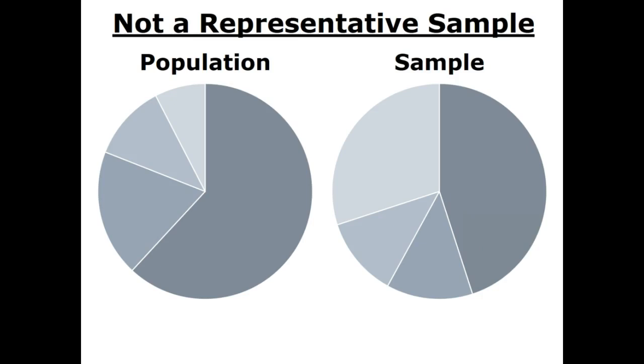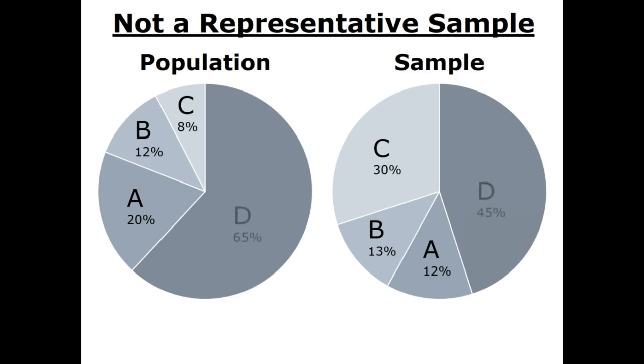It might be easier to see using pie charts. You see in the population pie chart that 20% are from Category A, but our sample is only 12% from Category A. Category B is pretty close, with 12% of the population and 13% in our sample. Category C makes up 8% of our population, but a whopping 30% of our sample. And Category D makes up 65% of our population, but only 45% of our sample.